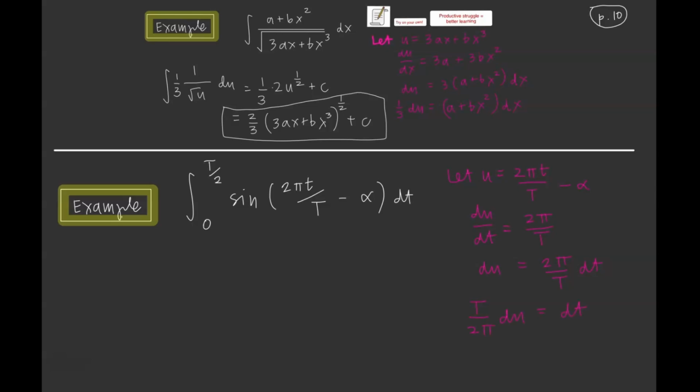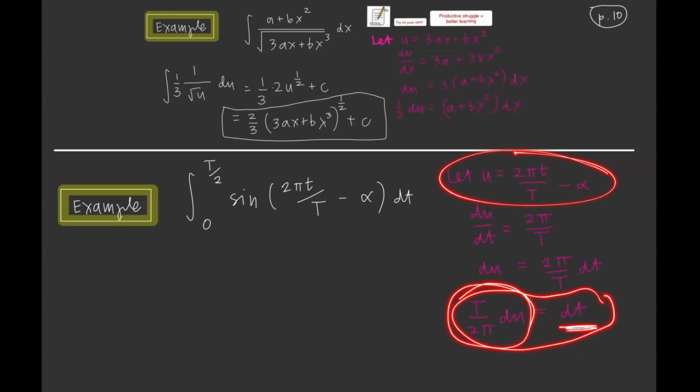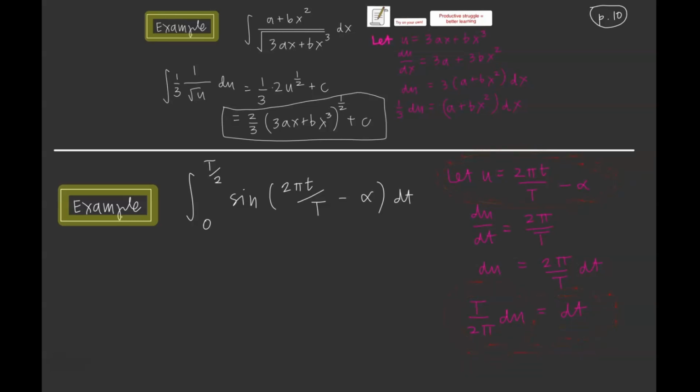Okay, so I have all my pieces. I've got what I want u to equal, and I'm going to put in for dt this expression here because they're equal. So my integral becomes sine of u. Nice, awesome. And then dt is the same thing as large T over 2 pi. And then I have a du. Okay, now the question is limits of integration.